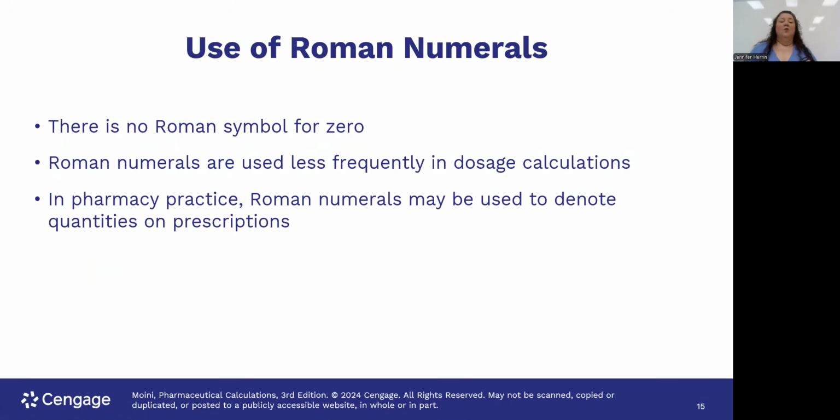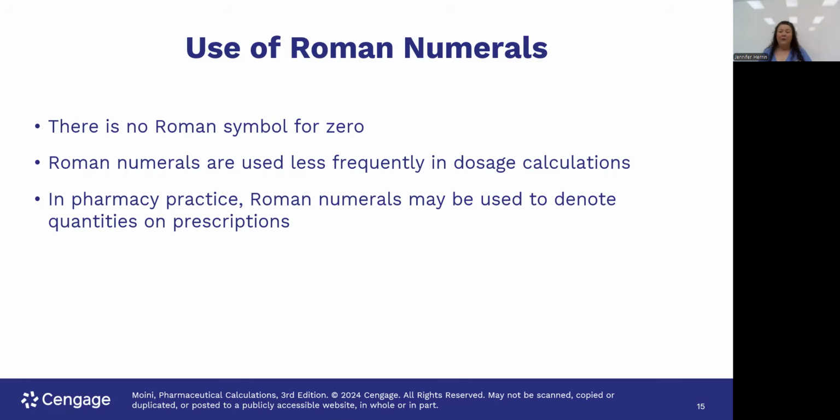So there is no Roman numeral for 0. If you are looking for one, it just doesn't exist. Roman numerals are used less frequently in dosage calculations. In pharmacy practice, Roman numerals may be used to denote quantities on prescriptions. That's where we most commonly encounter Roman numerals in pharmacy.